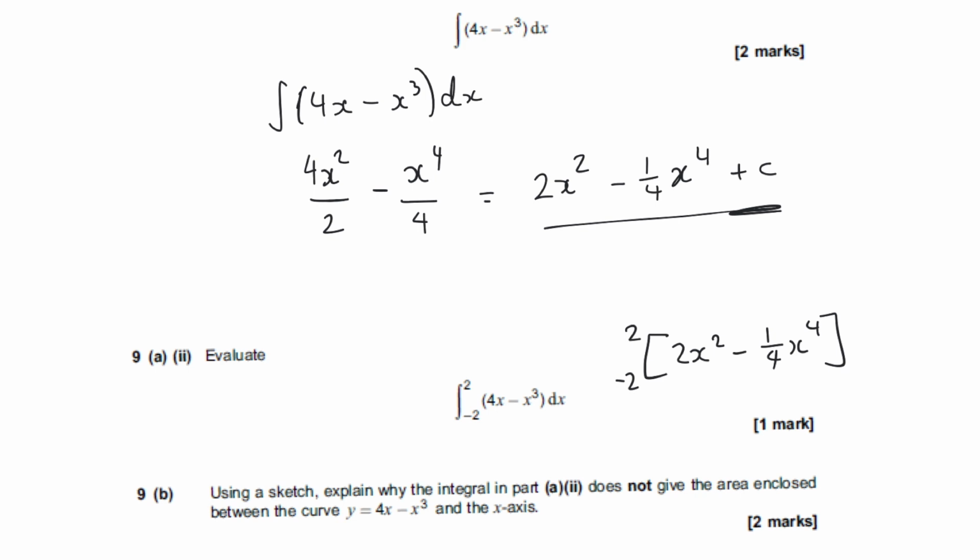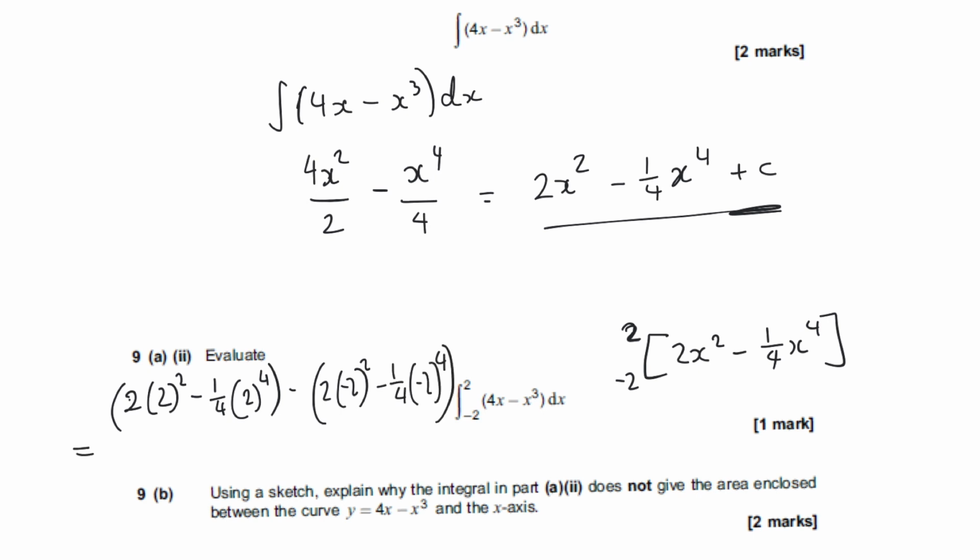And you don't need your plus c when you're evaluating and working out a specific area. So now we just need to substitute in the values. So it would be whatever it is when you substitute 2 in, take away whatever it is when you substitute minus 2. So with the 2, it would be 2 bracket 2 squared minus a quarter bracket 2 to the 4, take away, and then the 2 bracket minus 2 squared minus a quarter bracket minus 2 to the 4.